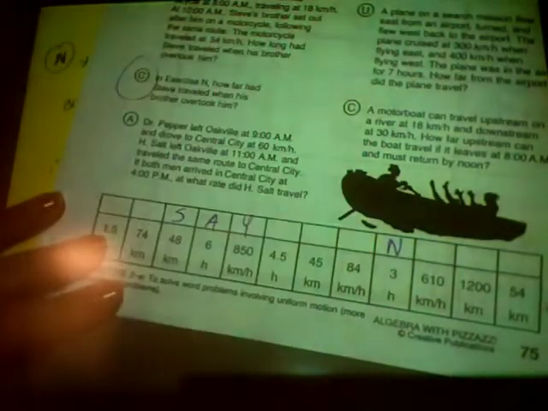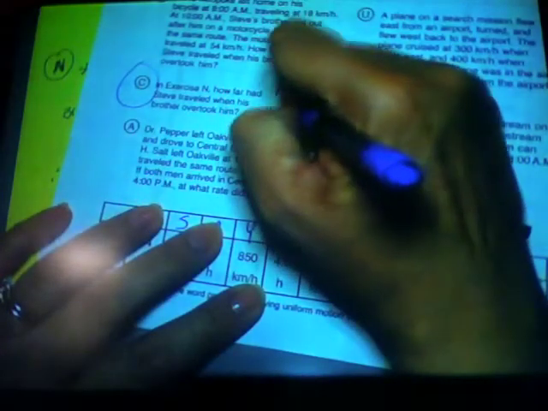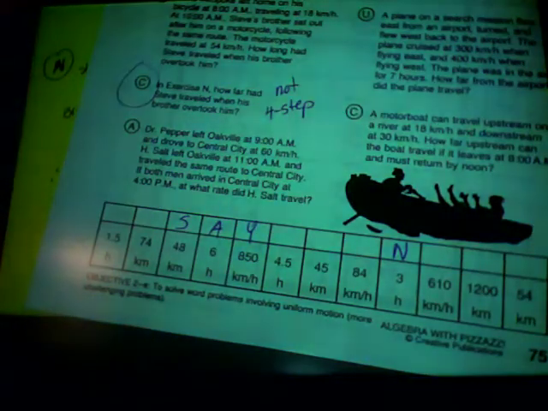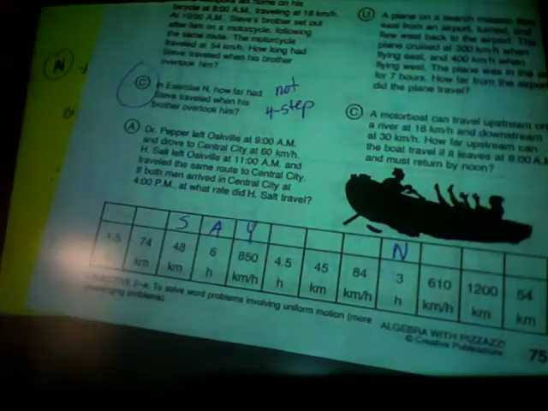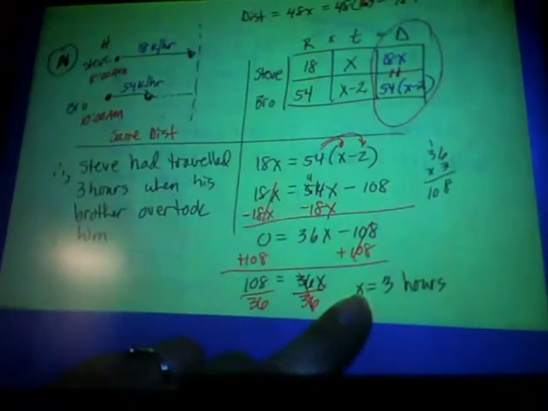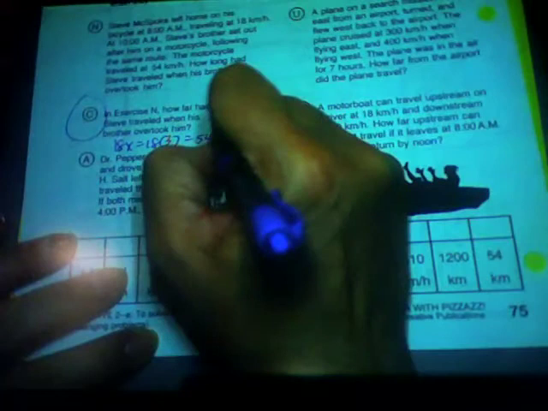All right, so you have half of them done. This one right here, I don't really count that as a full problem. That one will not be the 4th step. Because all they're saying is in exercise N, how far had Steve traveled when his brother overtook him? Didn't we just talk about that? So if Steve's distance was 18x and you found x to be 3, for this one, wouldn't you just take 18x equals 18 times 3? What do you think 18 times 3 is? It's that 54 kilometers. So for 54 kilometers, put in C.